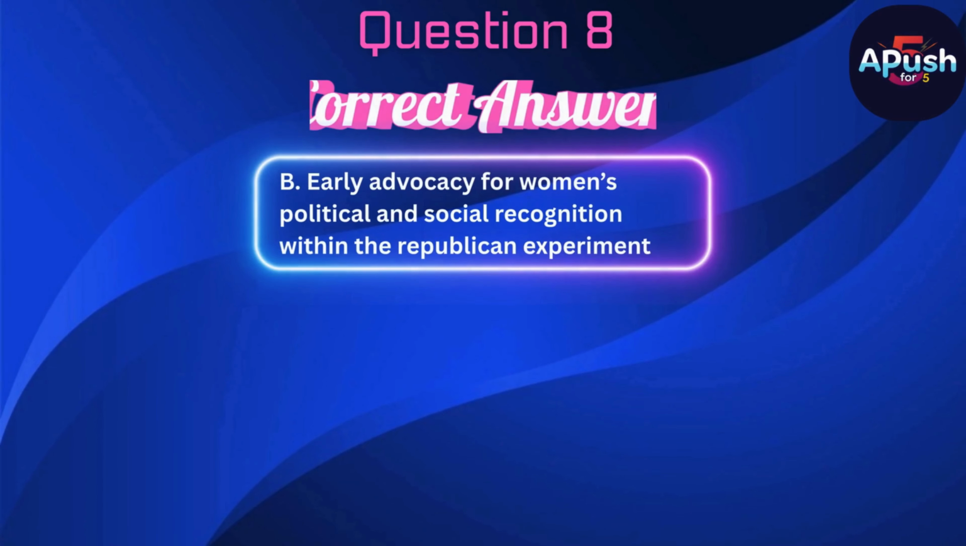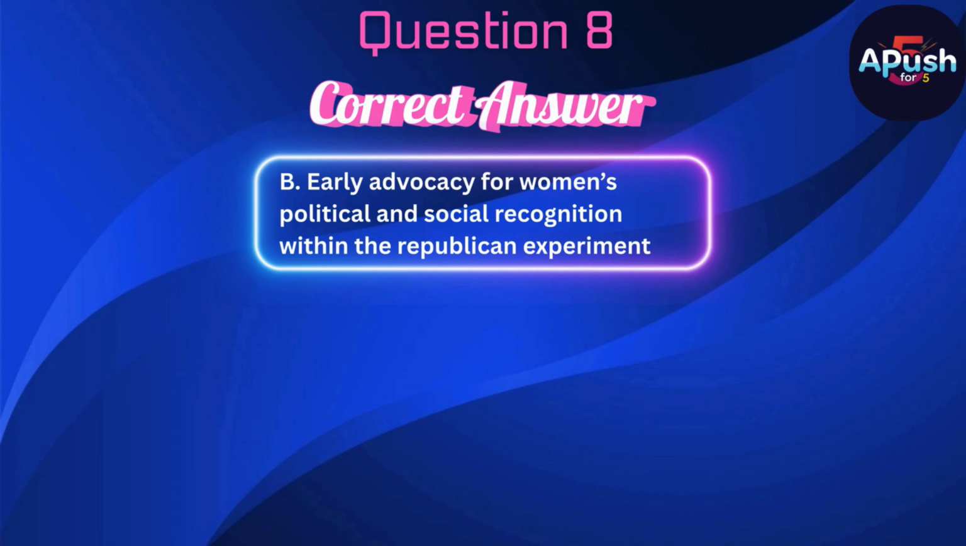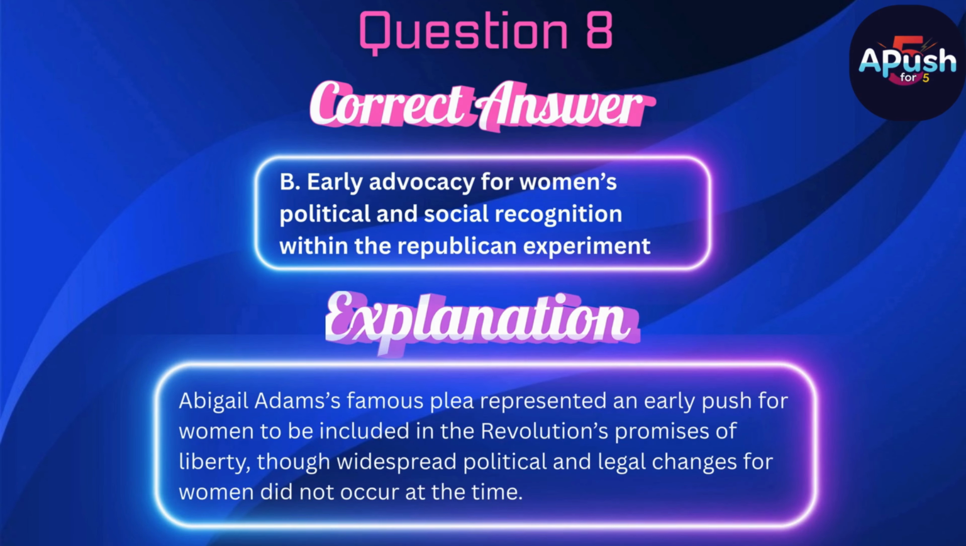Answer: B. Early advocacy for women's political and social recognition within the Republican experiment. Abigail Adams's famous plea represented an early push for women to be included in the Revolution's promises of liberty, though widespread political and legal changes for women did not occur at the time.